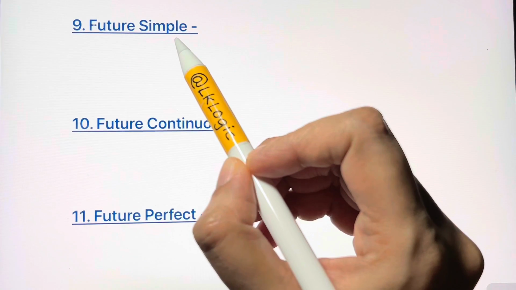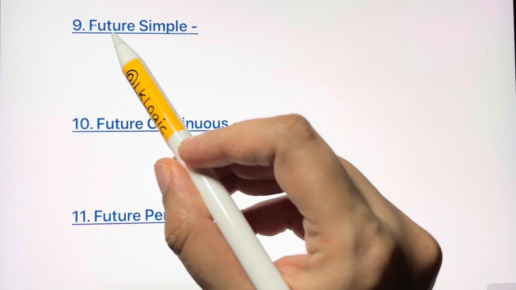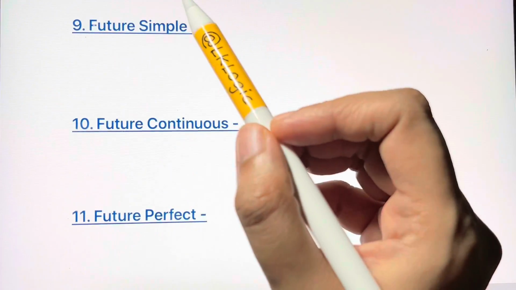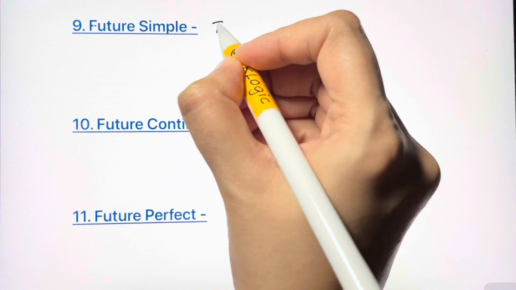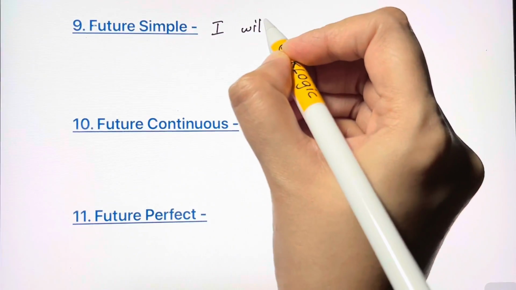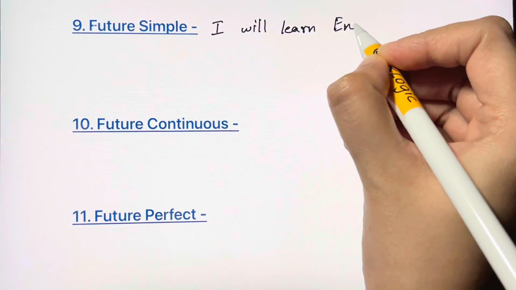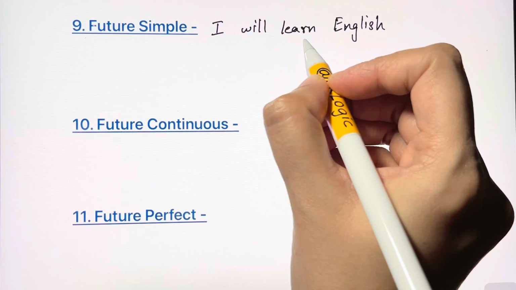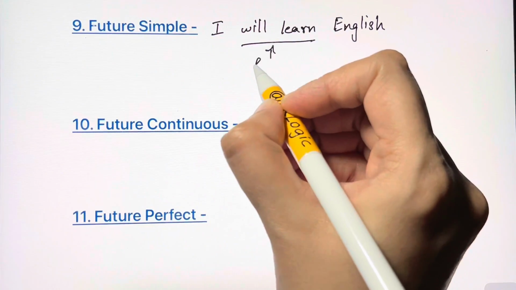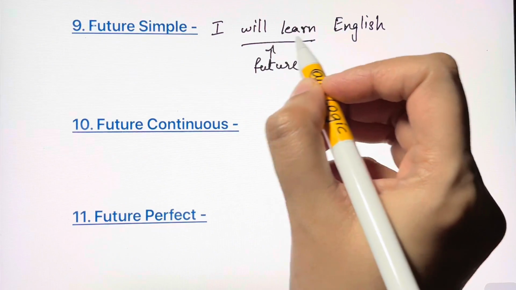Future simple. It's simple like present simple, past simple, right? You have done. So future simple, something will be done. So what are you going to add here? Will. So what will be our sentence? I will learn English. Will plus the base verb. So you will learn in future. This states the general truth or some action.